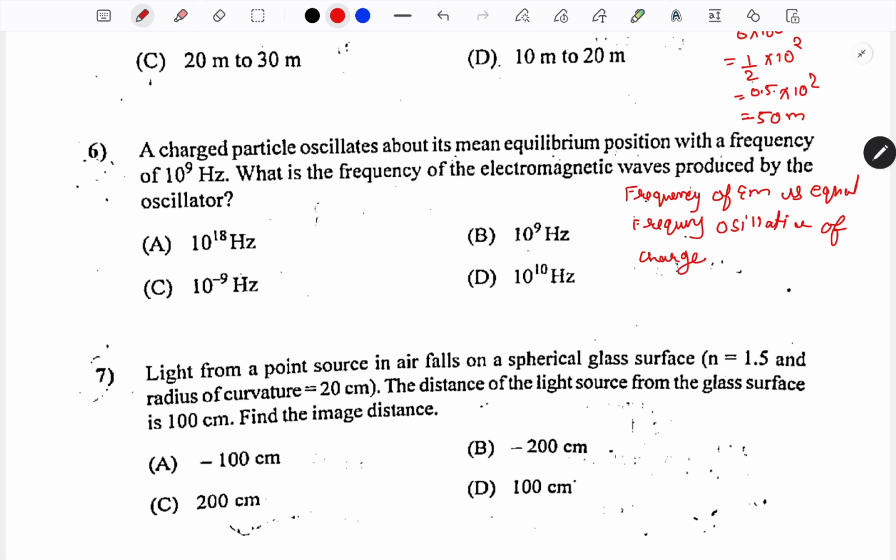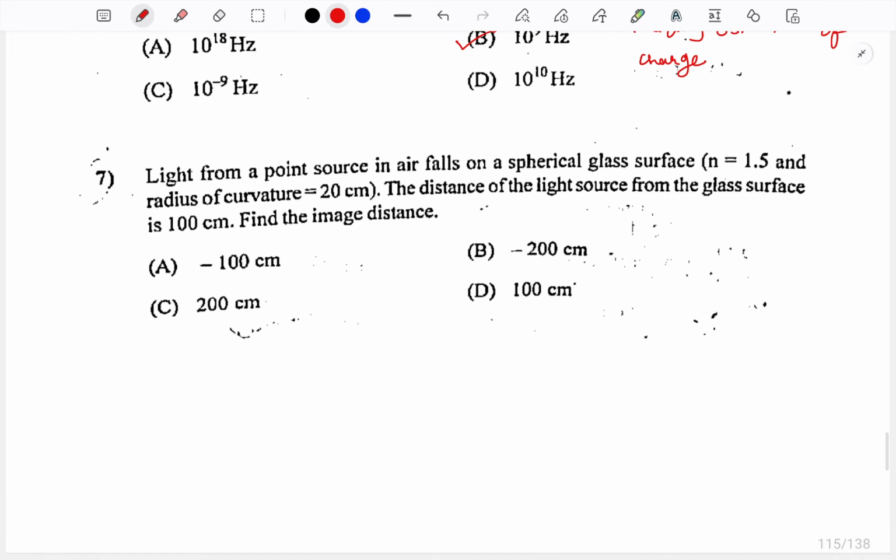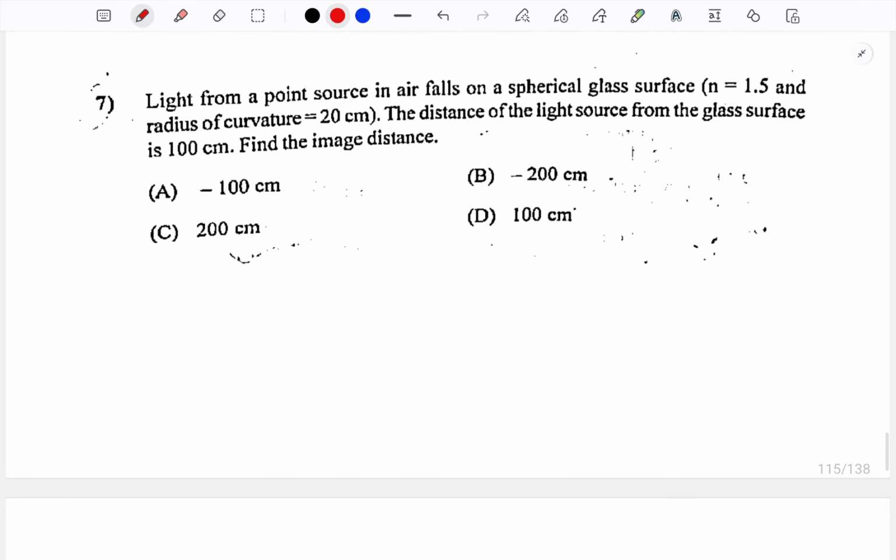Frequency will never change, therefore the answer will be B. Frequency is like a fingerprint, we have discussed it so many times, and according to this our answer will be B. Let's see what question 7 says.